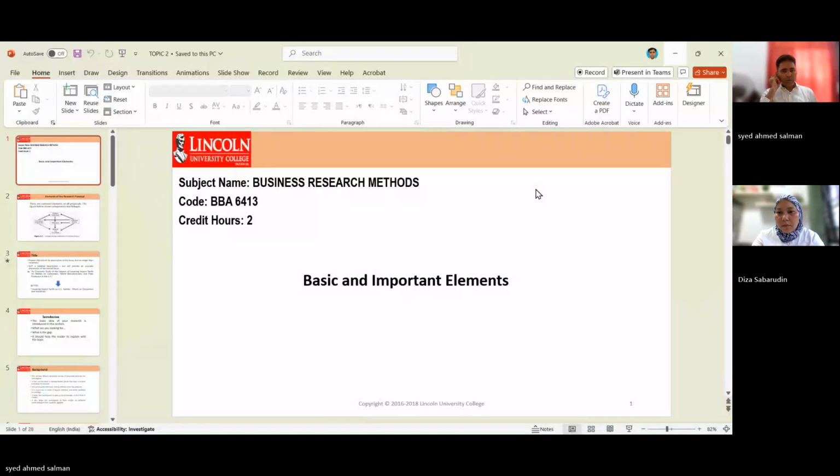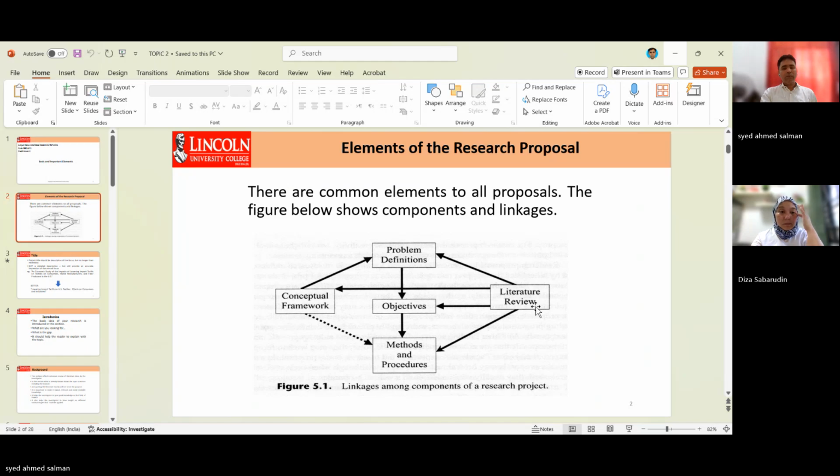Can you see the screen? No, sir. Now you can see, right? Okay.